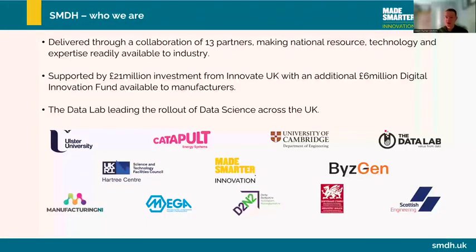So just to start the journey of who we are, where we came from, what we do, I'll cover that just now. So Smart Manufacturing Data Hub, as we lovingly refer to it now as SMDH, we love a good acronym. We are a delivery of 13 different partners. We're a kind of amalgamation of all of them that have come together to provide expertise to manufacturers, specifically focusing on SME manufacturers, but we do cover manufacturing overall.